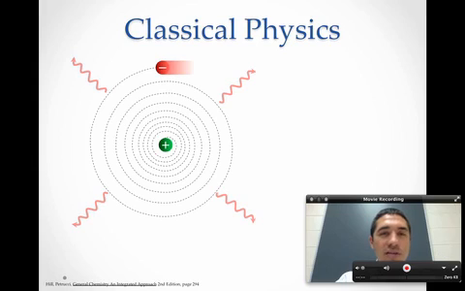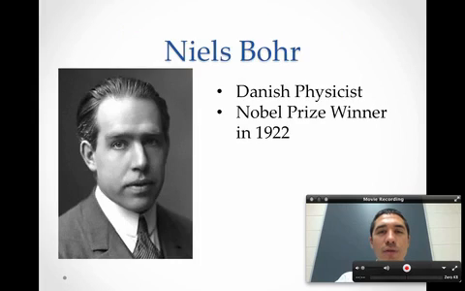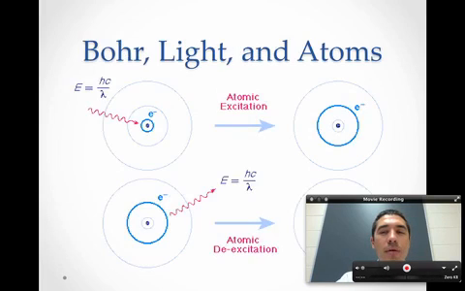When it does that, it should be releasing light as it goes. So classical physics says, hang on, according to your model, I know that it's really small, but it doesn't work. So this guy by the name of Niels Bohr came in. He was a Danish physicist, and he ended up winning the Nobel Prize for his work in 1922. He was a young guy, but he had a lot of critics in the scientific community.